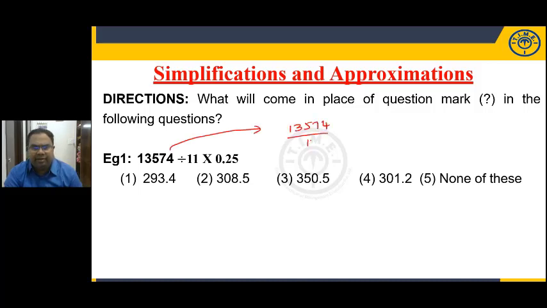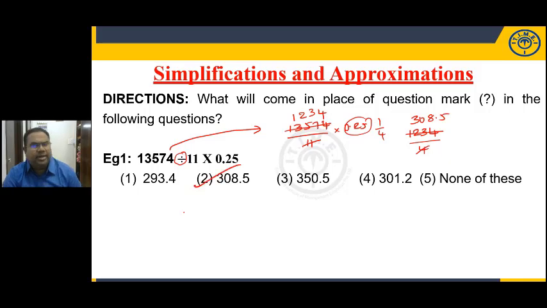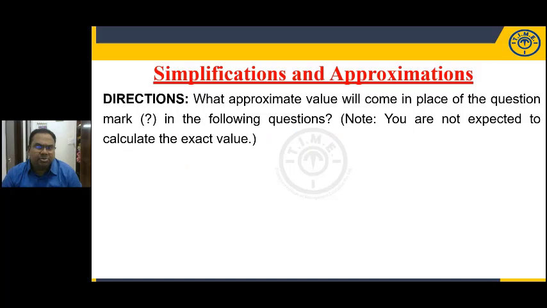13,574 divided by 11 into 0.25. First, you have to do division according to the BODMAS rule. Brackets, then division. 11 ones are 11, 25; 11 twos are 22, 37; 11 threes are 33. So 1, 2, 3, 4 into 0.25. 0.25 is nothing but 1 by 4. So 1234 by 4, 308.5. Instead of multiplying by 0.25, I'm writing it as 1 by 4.